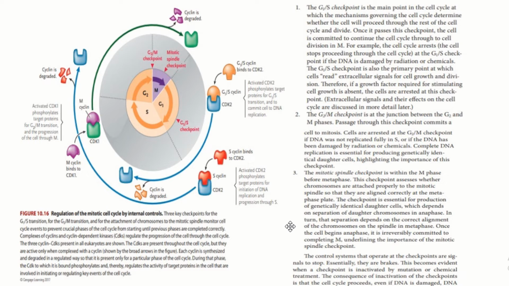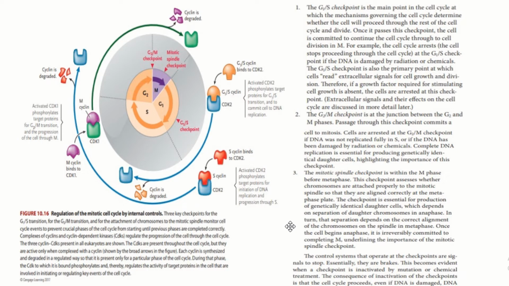Let's look at the different checkpoints. Checkpoint number 1 is G1 to S. It is the main point in the cell cycle at which mechanisms governing the cell cycle determine whether the cell will proceed through the rest of the cell cycle and divide. Once it passes this checkpoint, the cell is committed to continue the cell cycle through cell division in M phase. For example, the cell cycle arrests at the G1 to S checkpoint if the DNA is damaged by radiation or chemicals.